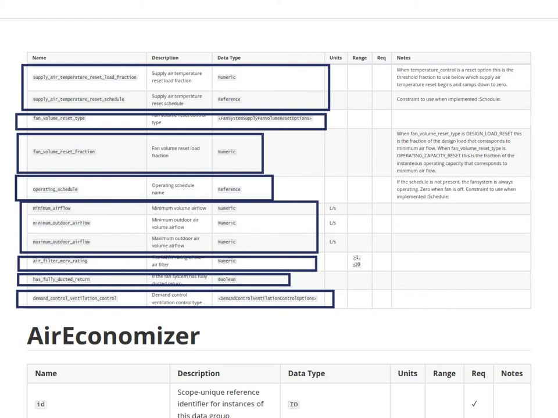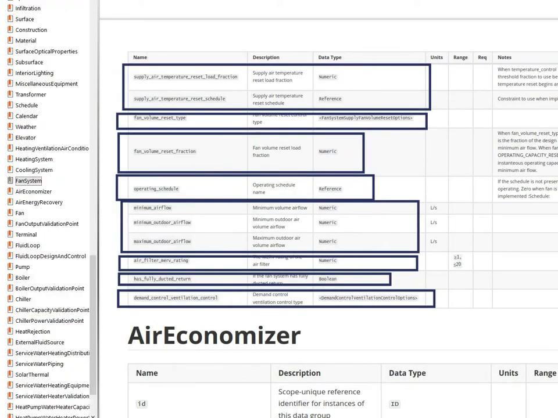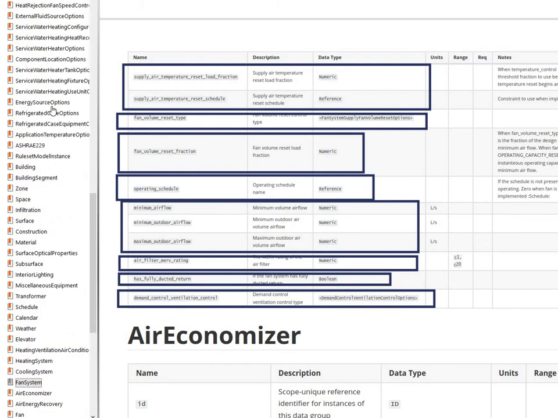So there's a lot to take in on the fan system object. There's a lot of details, but it basically is trying to describe everything in a fan system that might have a rule set attached to it. So let's go through those enumerations next. I have to find them first.